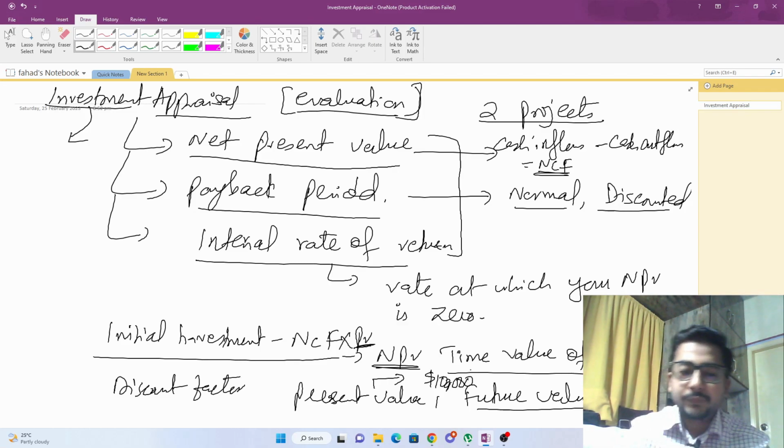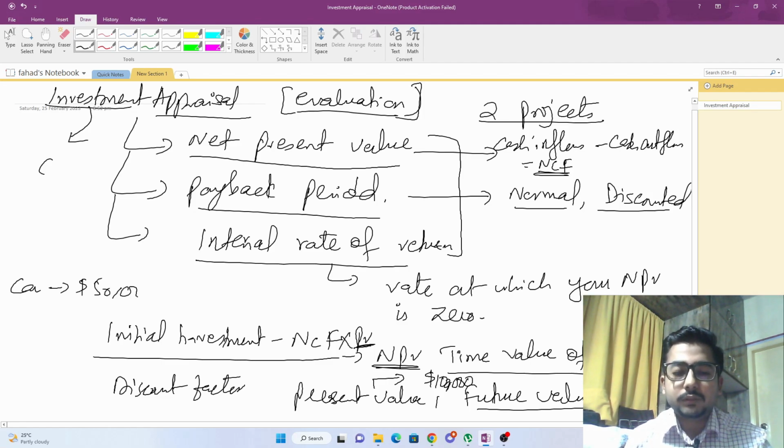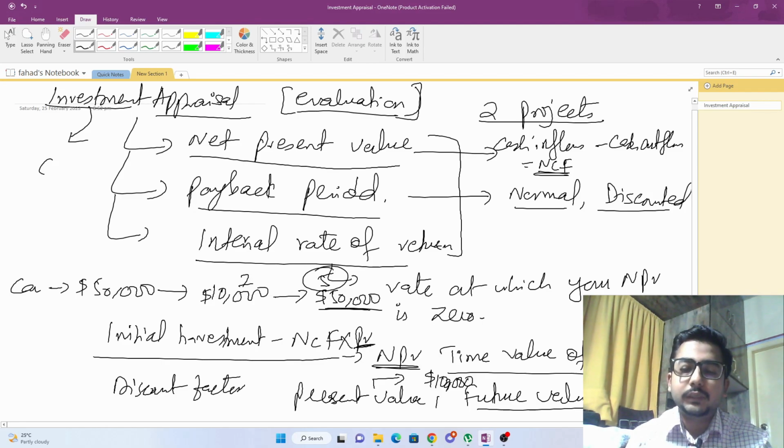I'll repeat it again. If you are about to buy a car for $50,000, and that car will be giving you benefits of, let's suppose, $10,000 every year starting from year 1. So till year 5, at the end of year 5, you will have earned $50,000 from this car. But this will be after the 5th year, because every year you are getting $10,000. But today you have to invest $50,000.